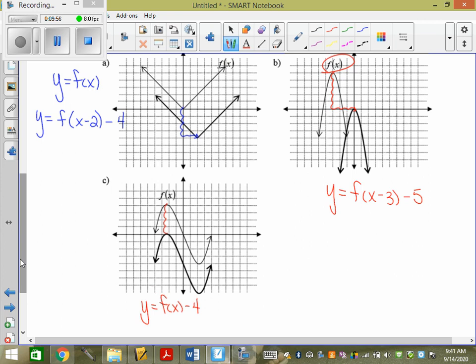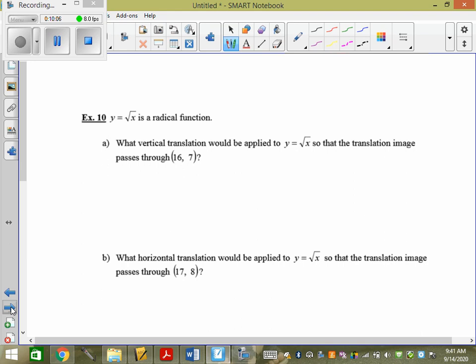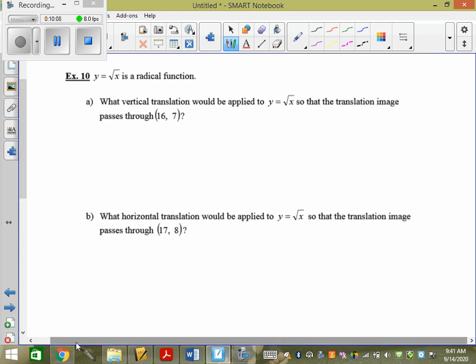Everybody flip over. So remember, they always have to label their graphs, right? When they give you a graph, they have to label what it is. This one, okay. We have y equals square root x as a radical function. What vertical translation will be applied to y equals square root x so that the translation image point passes through 16, 7? So this is the new point, right? The transformed one. We need the original, right?